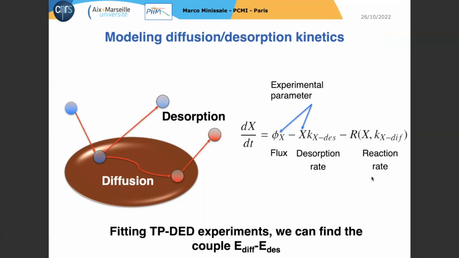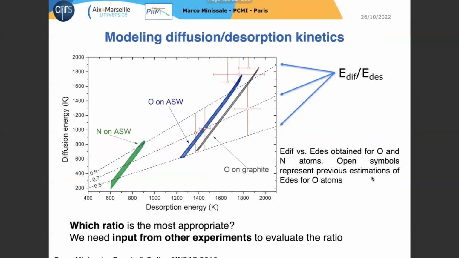By fitting the TPD experiment with this model, we can find the couple of diffusion and desorption energy. What we get is a plot of this type, where we have the diffusion energy as a function of the desorption energy. These bananas are the values of the energy couple, diffusion and desorption, that minimize the deviation between our experimental findings and our simulation.